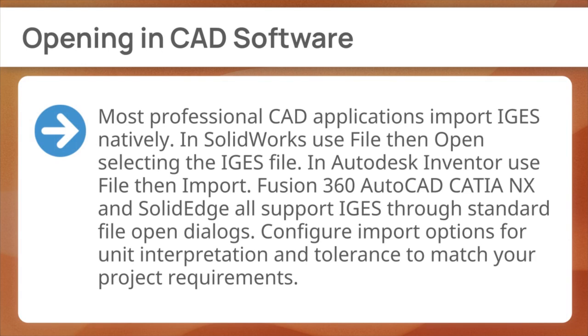In SolidWorks, use File then Open, selecting the IGES file. In Autodesk Inventor, use File then Import. Fusion 360, AutoCAD, CATIA, NX, and Solid Edge all support IGES through standard file open dialogues. Configure import options for unit interpretation and tolerance to match your project requirements.